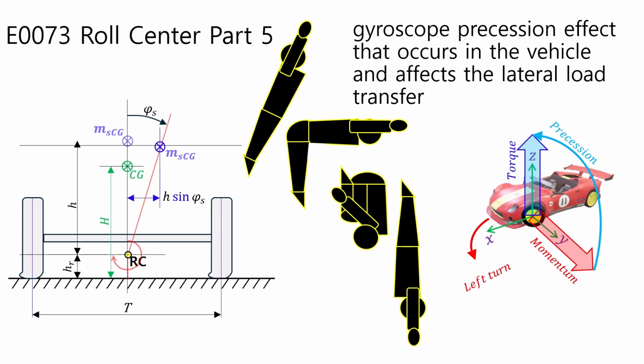If you watch the previous videos, you can learn about various fields of automotive knowledge and enjoy a more in-depth understanding of future videos. In the last video, E0073, the fifth part of vehicle roll center, lateral load transfer considering roll center and tire lateral stiffness was explained. Also, the principle of each momentum was explained, along with a brief overview of the gyroscope precession effect that occurs in the vehicle rotating components and affects the lateral load transfer.